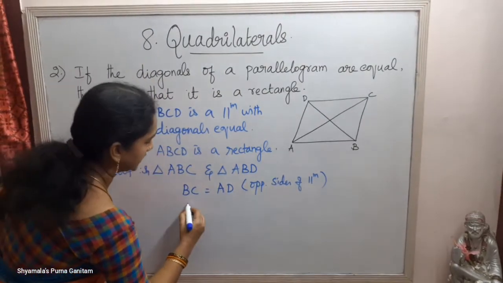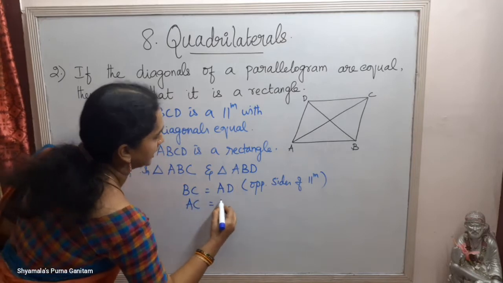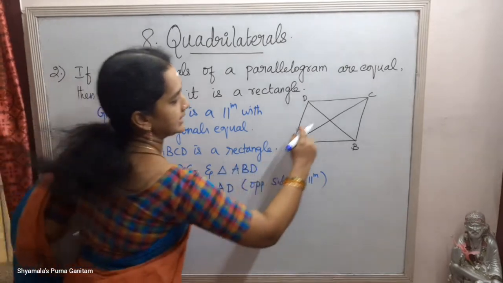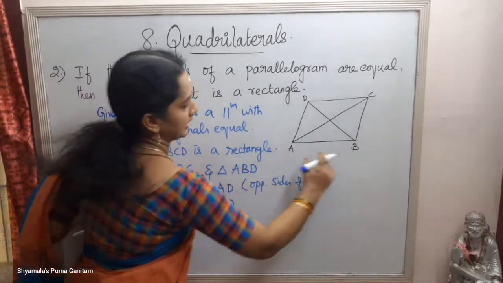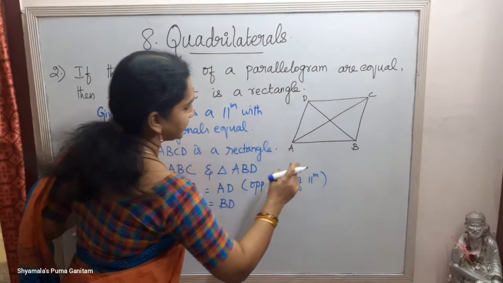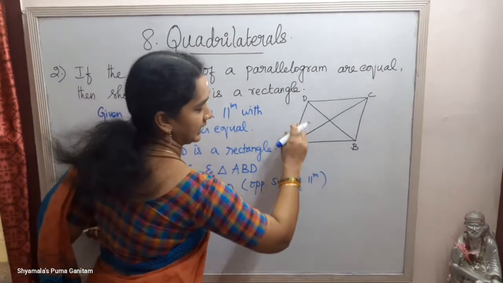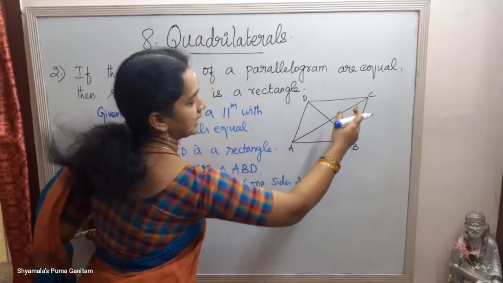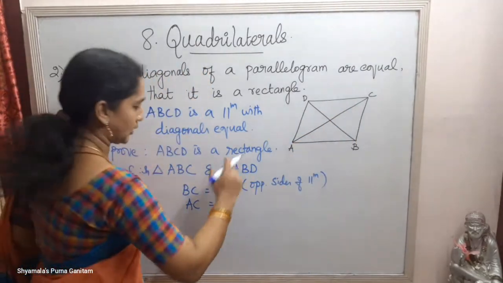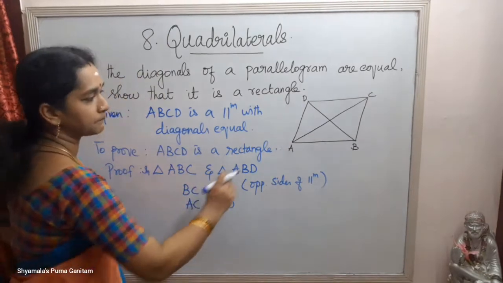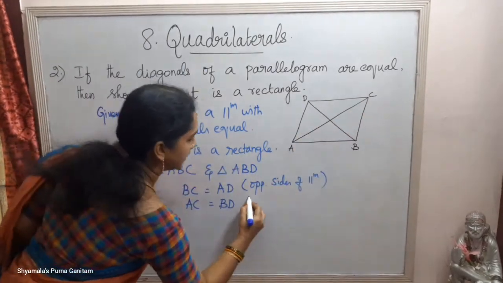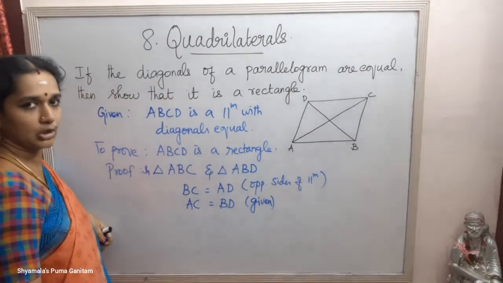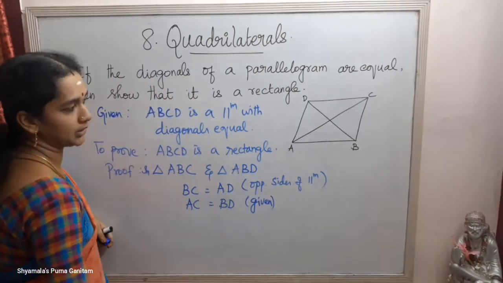Then next one is AC is equal to BD. AC is the diagonal for triangle ABC and BD is the diagonal that becomes one of the sides of the triangle ABD. So AC is equal to BD. This is given in the question that diagonals of the parallelogram are equal.